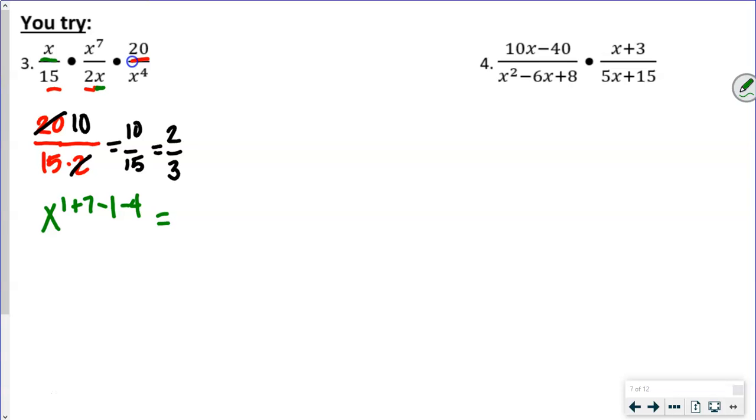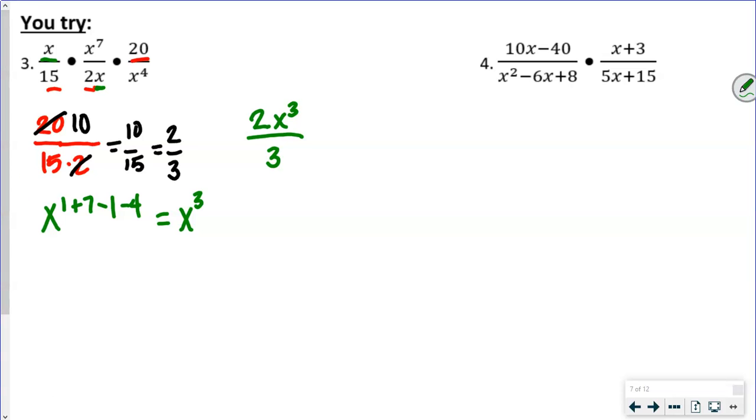So this is going to be 8 minus 5, which is going to be x to the third, okay? Right? Because 1 plus 7 is 8, and 1 plus 1, negative 1 minus 4 is negative 5. So here again, we're going to have our 2x to the third over 3. That's going to be our simplest answer, okay? All right, let's see if you guys can do number 4. Come back to me when you're done.